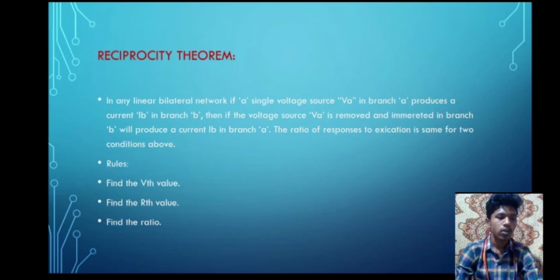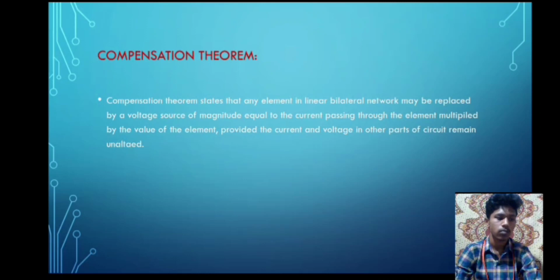It means the reciprocity theorem states that the current at a point in a circuit due to a voltage at a second point is the same as the current at the second point due to the same voltage at the first. I can solve reciprocity theorem based problems. We find VTH and RTH, and then find the ratio of the two. And next one we can discuss the compensation theorem.